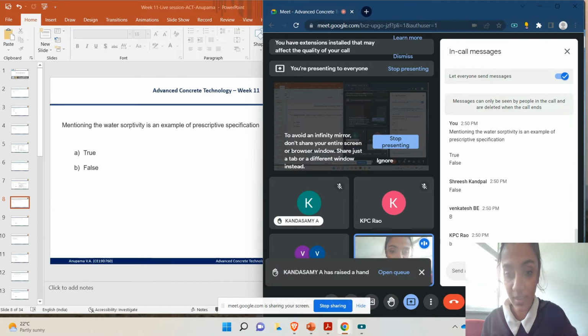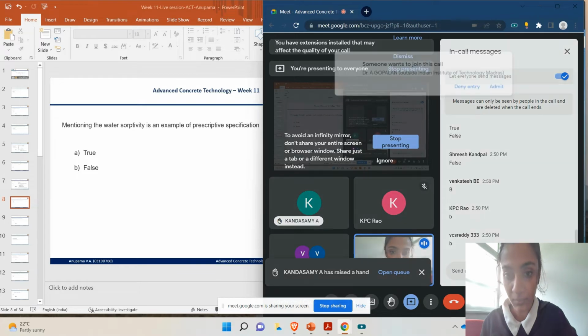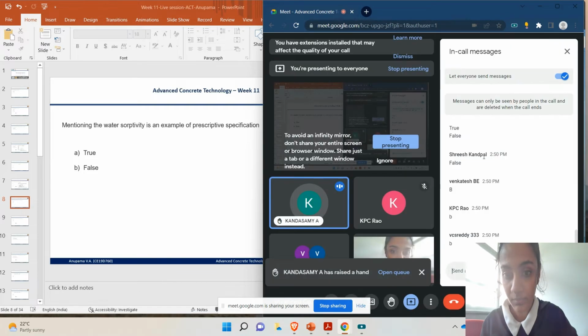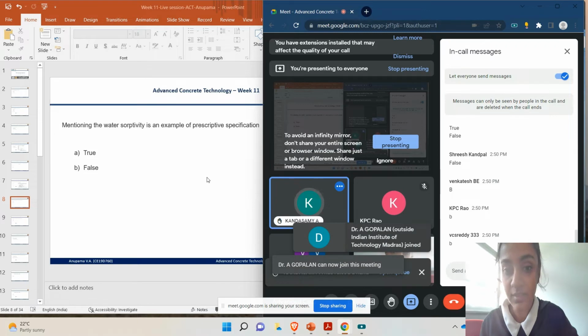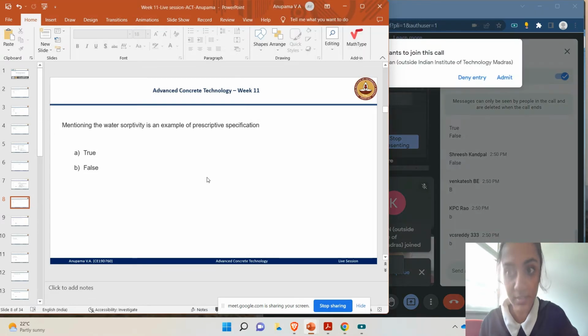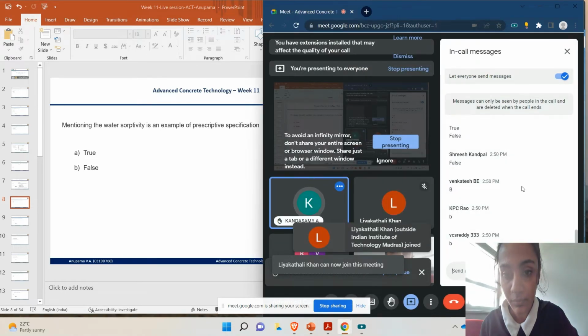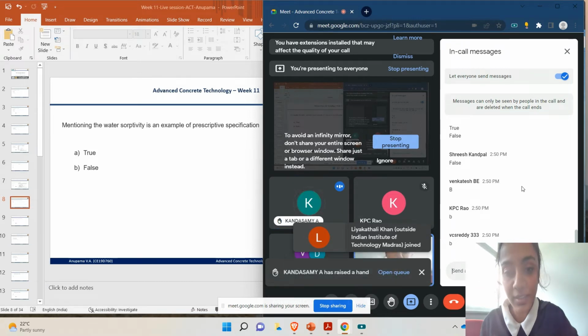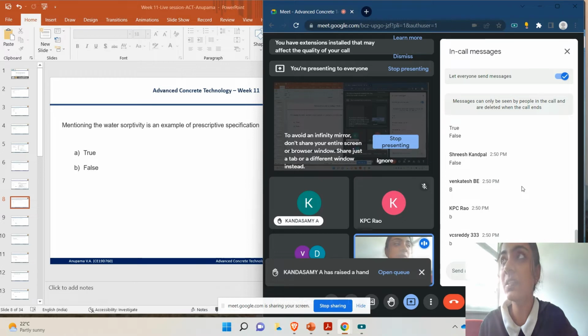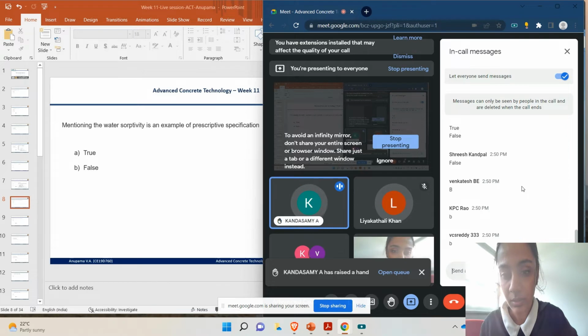Kandasamy, why have you raised a hand? If you have any question, please feel free to unmute. Yes, ma'am. Am I audible, madam? Yes. Ma'am, yesterday I asked one question to another madam regarding the question from week 8, about the penetrometer and workability. I think the answer is slump cone, yes.